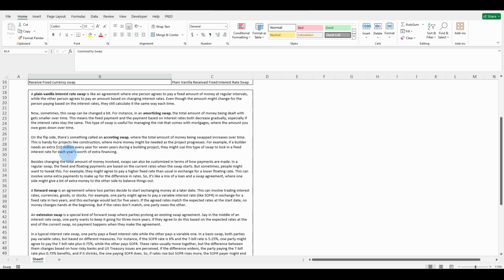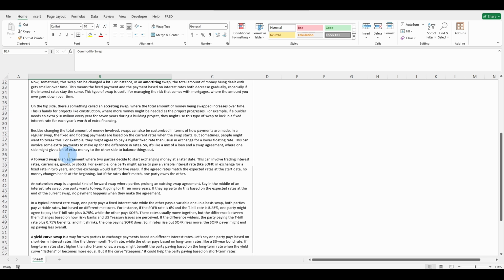On the flip side, there's something called an accreting swap, where the total amount of money being swapped increases over time. This is handy for projects like construction, where more money might be needed as the project progresses. For example, if a builder needs an extra $10 million every year for 7 years during a building project, they might use this type of swap to lock in a fixed interest rate for each year's worth of extra financing.